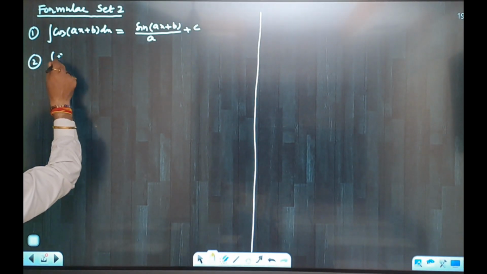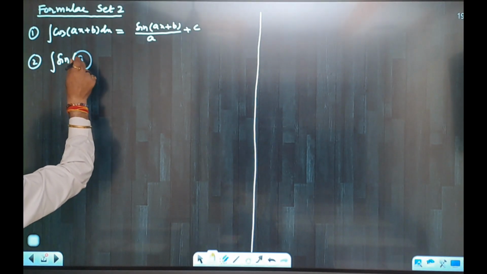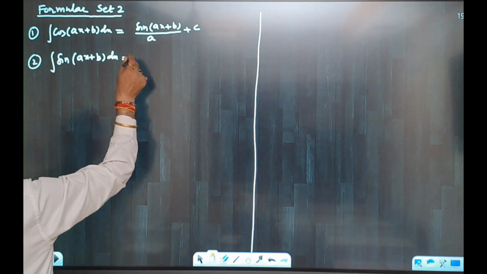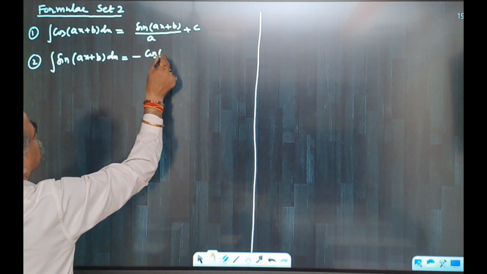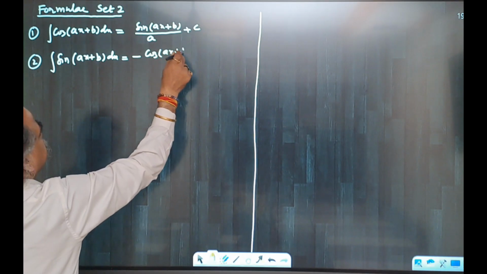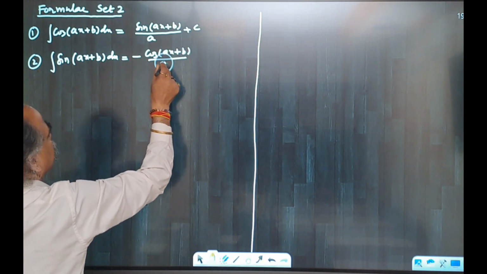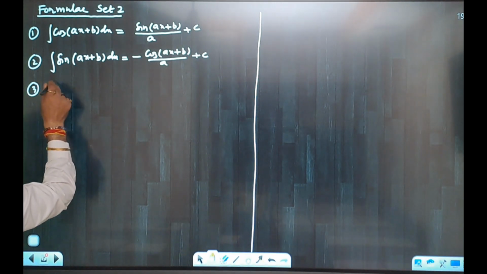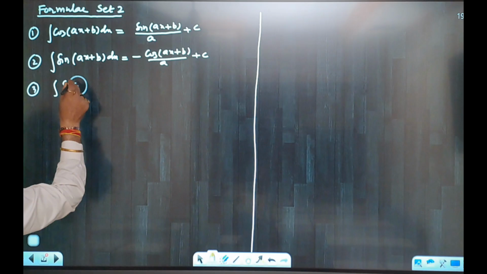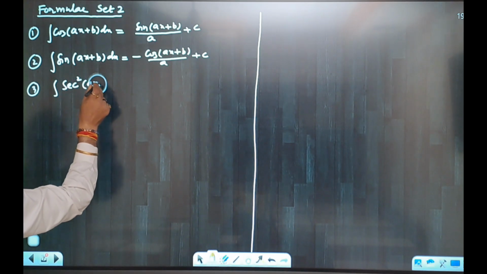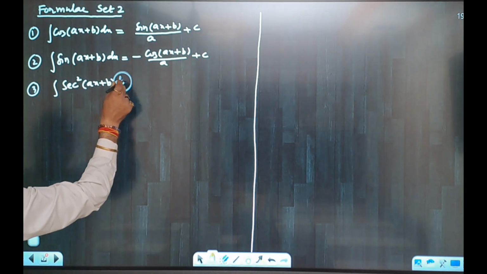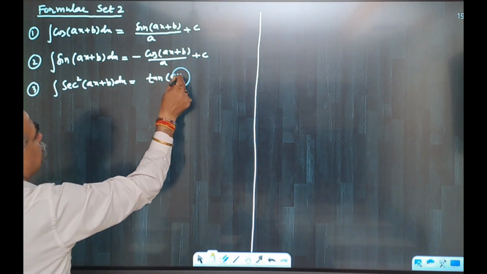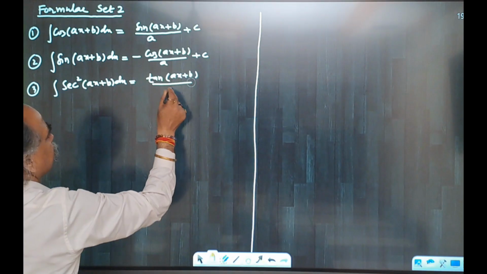Second is what? Integral sine ax plus b is minus cos ax plus b upon a plus c. Integral sec square ax plus b is tan ax plus b upon a.